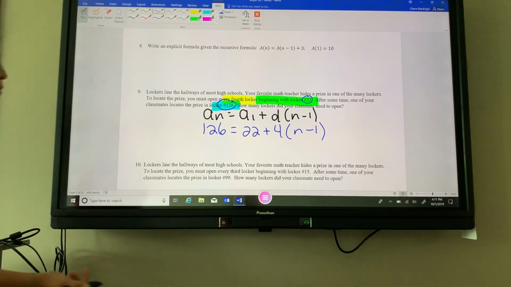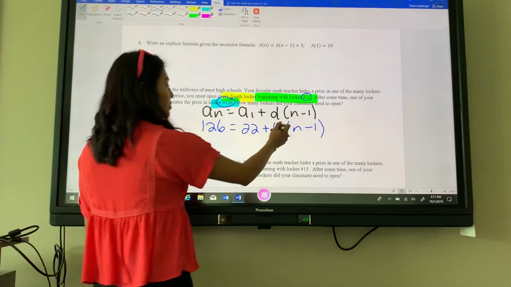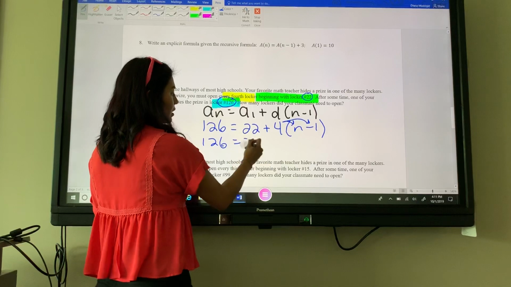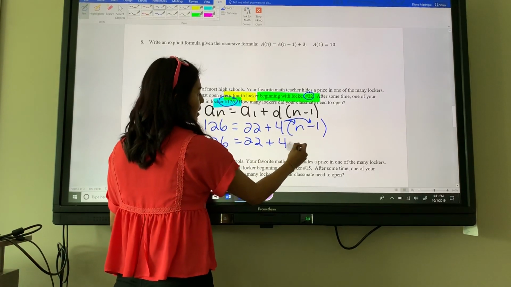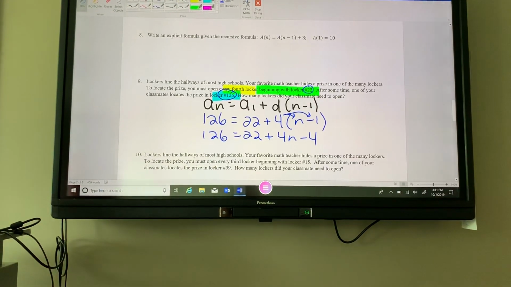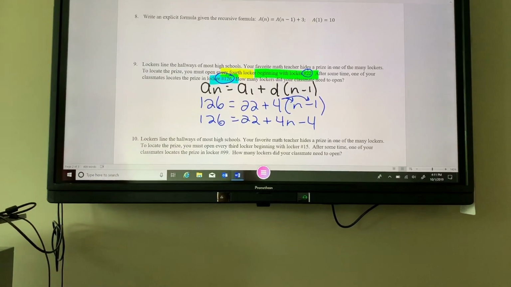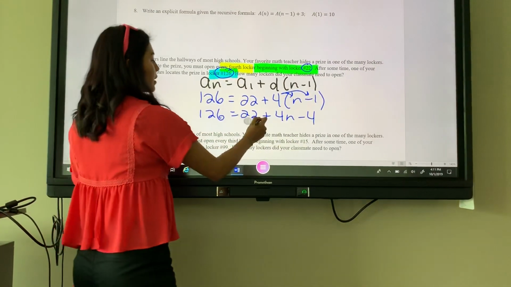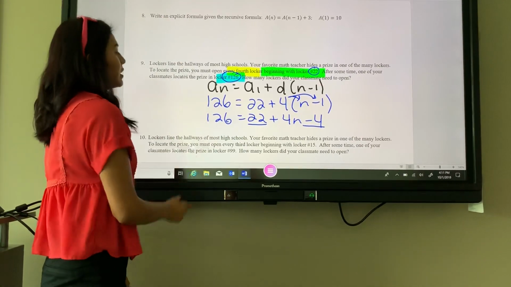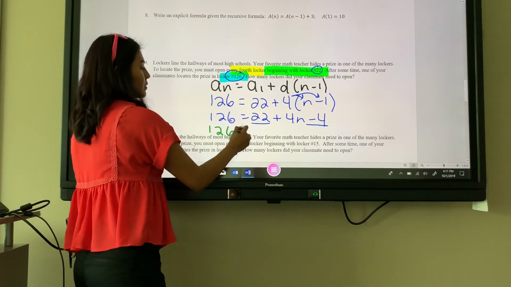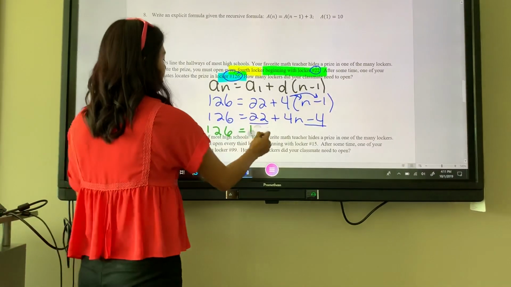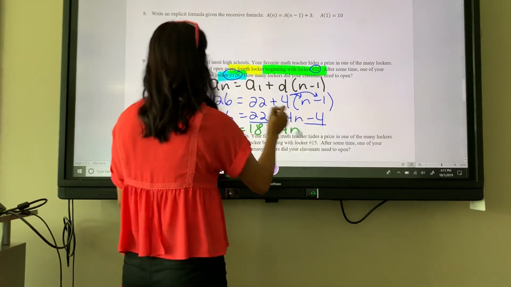What's the first thing we should do? Well, I have parentheses. I need to distribute that 4. So I'm going to have 126 equals 22 plus 4n minus 4. Alright, all you have to do is combine like terms. Remember, the first thing is combining like terms. So what can I combine on this side? 22 and negative 4. Alright, now I get 126 equals 18 plus 4n.